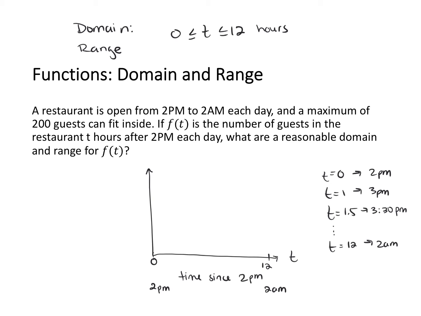The range represents the number of guests inside the restaurant at any given time between 2 p.m. and 2 a.m. So since the maximum number of people that can fit in this restaurant is 200, then we can see here that at any given time between 2 p.m. and 2 a.m., the number of guests in the restaurant can be anywhere between 0 and 200 guests. So that makes up the range of this function. So f of t is going to consist of values between 0 guests up to 200 guests.